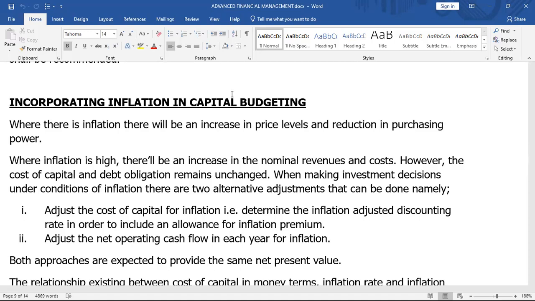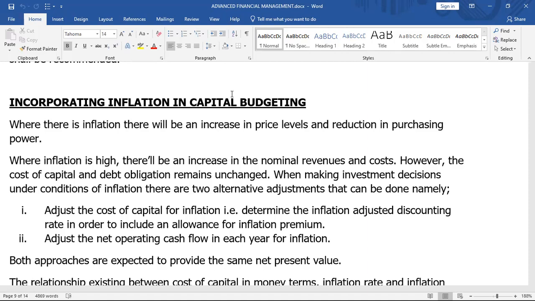You're going to be enjoying some of the aspects of international financial derivatives. But we are saying here, under the incorporation of inflation in capital budgeting, where there is inflation, there will be an increase in price levels and reduction in purchasing power. Where inflation is high, there will be an increase in the nominal revenues and costs. However, the cost of capital and debt obligation remain unchanged.